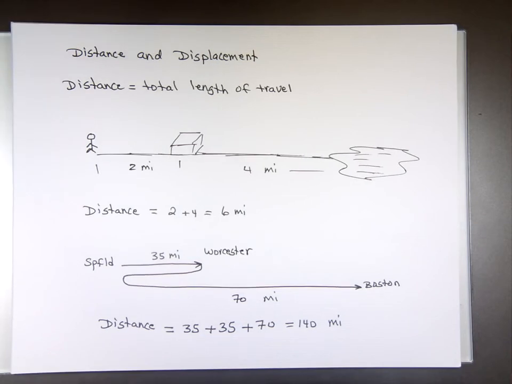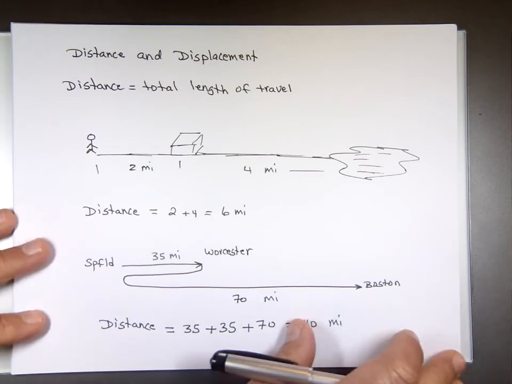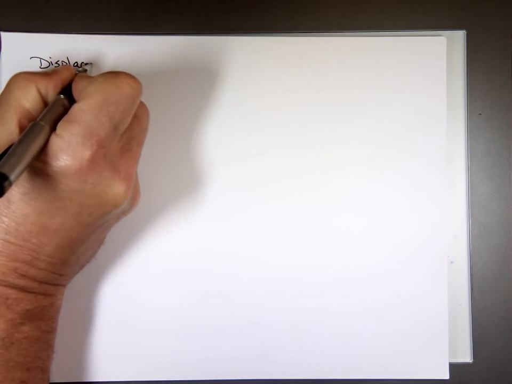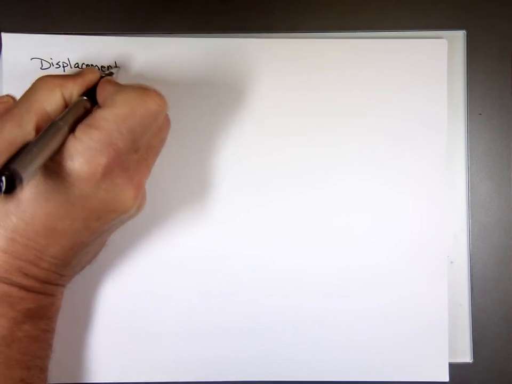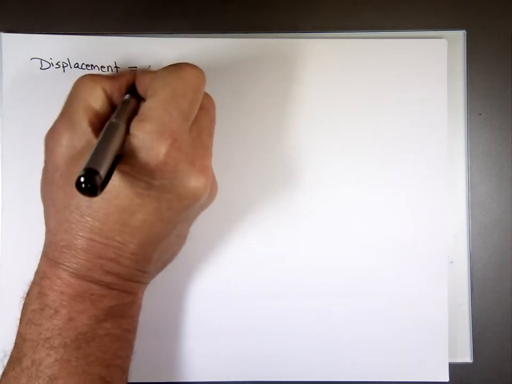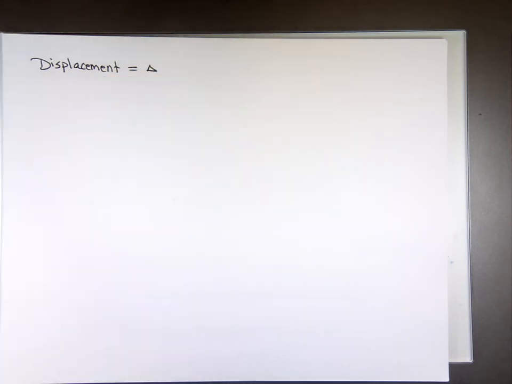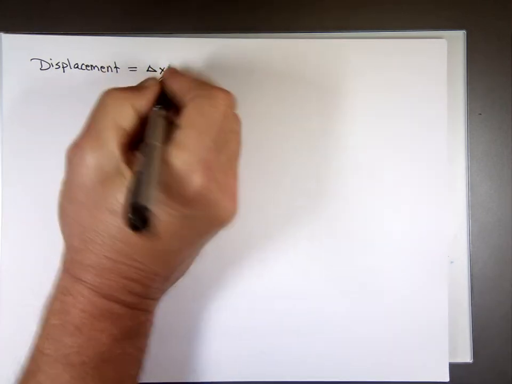So what about displacement then? We know what distance is. Let's look at displacement. Displacement is the change in position. In math and science, that little triangle is called delta. Delta x is the change in position.